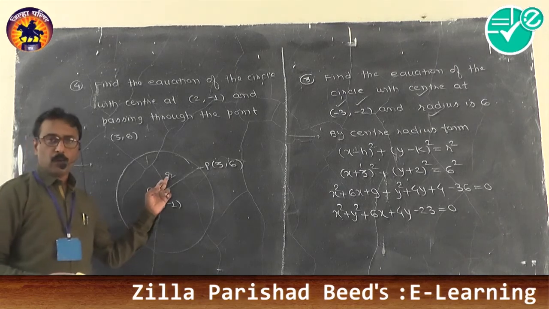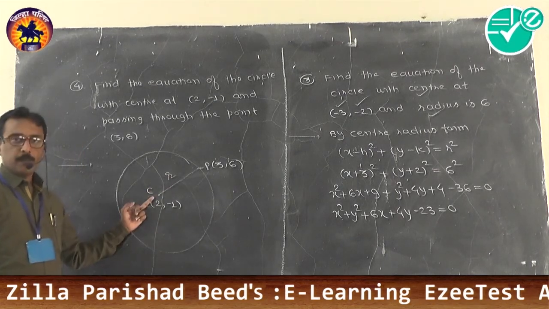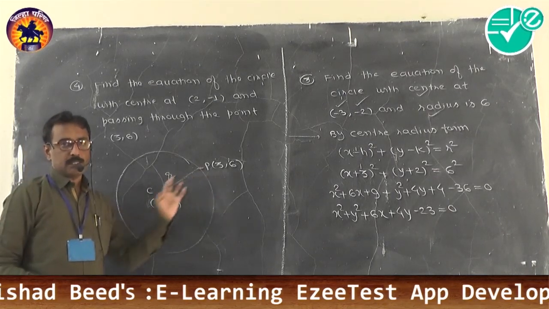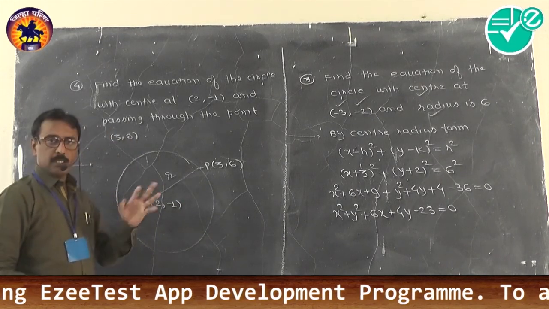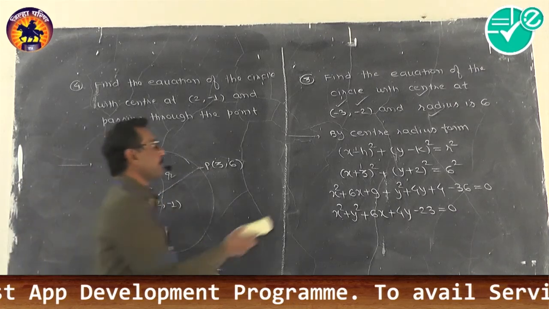You only have to find the value of what? The radius. You know the center; if you want to find the radius, which distance will you find? CP. I think in 10th standard there is the distance formula to find or measure the distance between C and P.